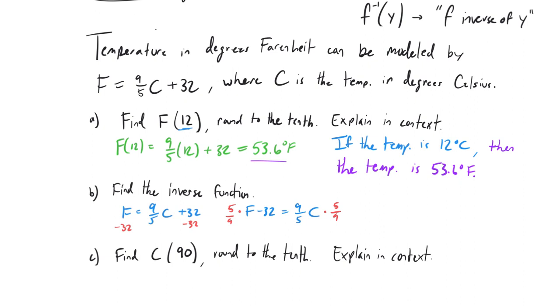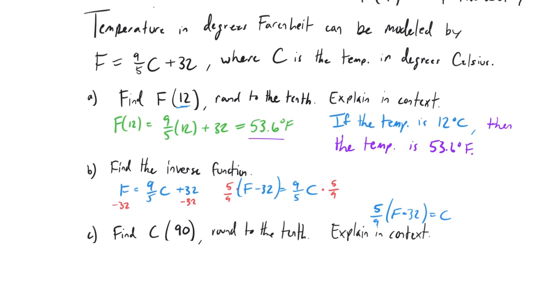Make sure that you do that on the left side and put that in parentheses. So you get 5 over 9 times F minus 32. That's equal to C. So there's our inverse function. C is by itself now. And then I'm going to use that to answer this next question.